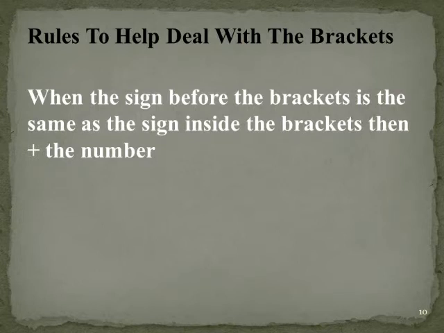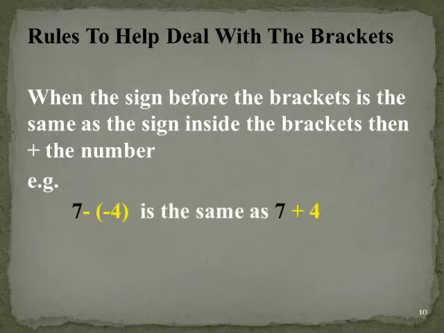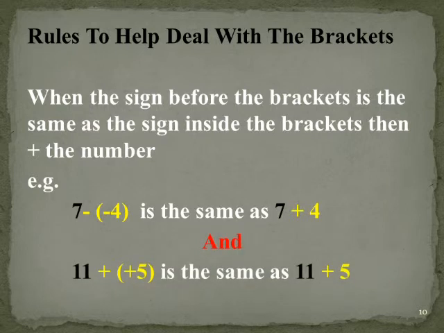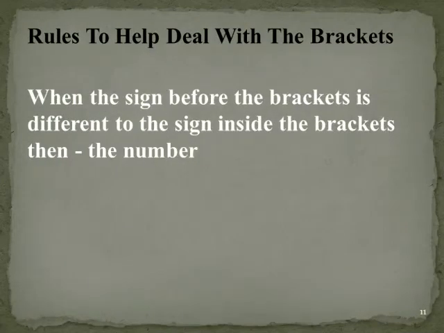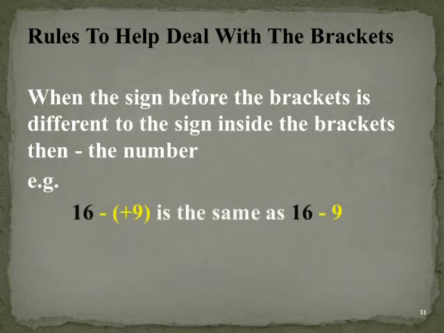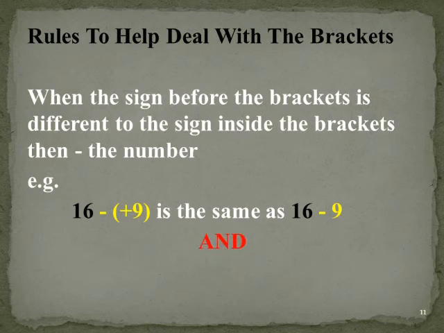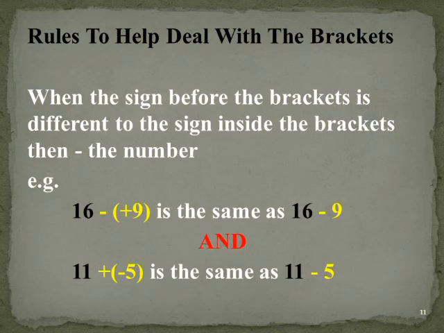Rules to help when dealing with brackets. When the sign before the brackets is the same as the sign inside the brackets, then add the number that's inside. For example, 7 take negative 4 is the same as 7 plus 4. And 11 plus positive 5 is the same as 11 plus 5. When the sign before the brackets is different to the sign inside the brackets, then subtract the number. For example, 16 take positive 9 is the same as 16 take 9. And 16 plus negative 5 is the same as 16 take 5. That's it.